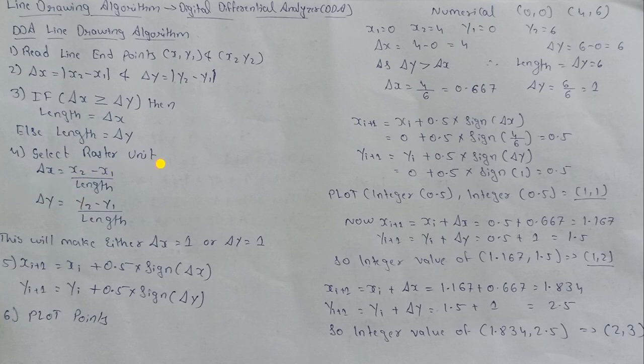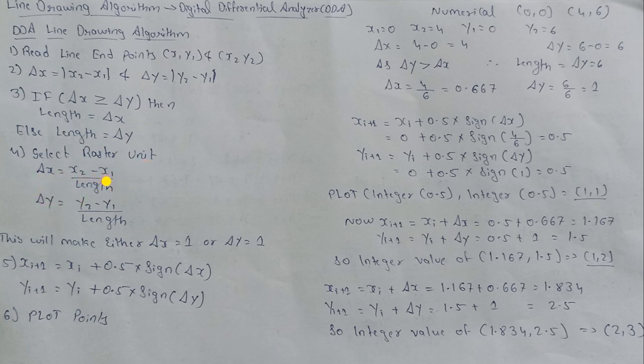Let's go next. Select the raster unit: delta x equals x2 minus x1 divided by length. Delta x, x2 minus x1, I have put as it is, and after that divided by length. Similarly for delta y, the formula is y2 minus y1, divided by whatever length we are getting. Similarly, that is the raster unit I have put here.